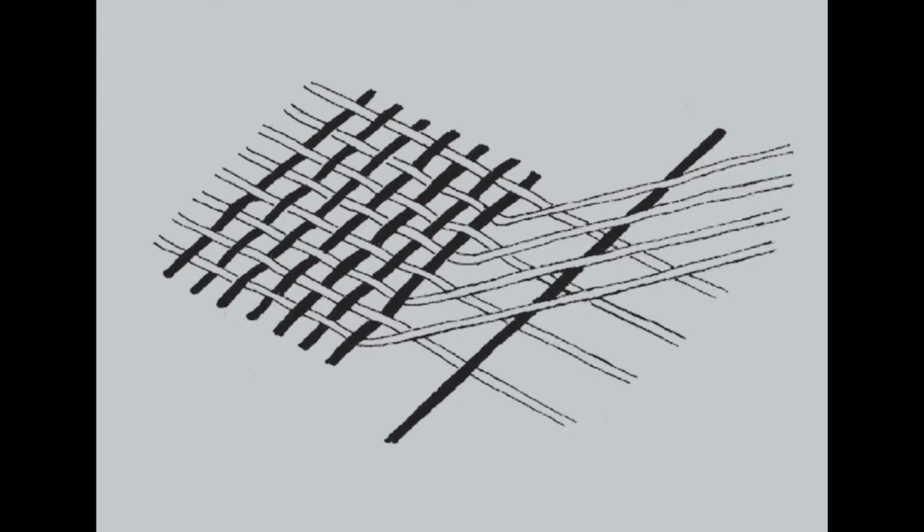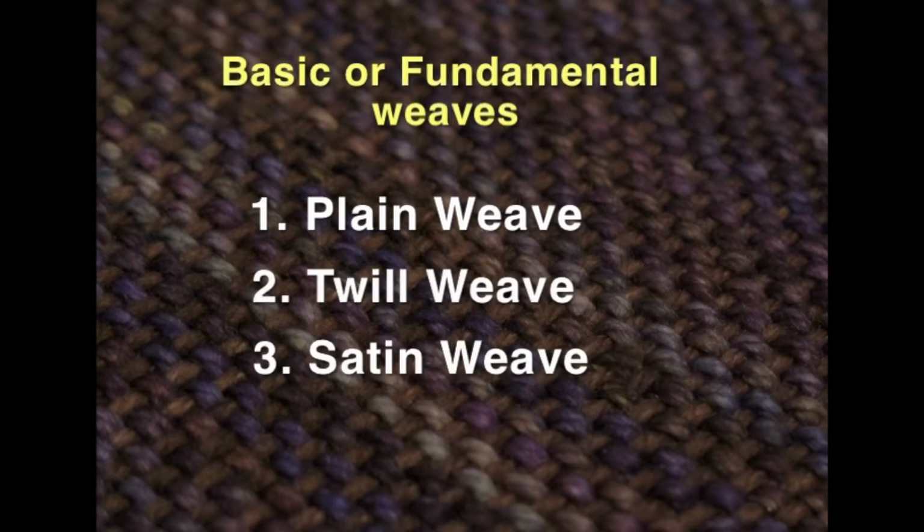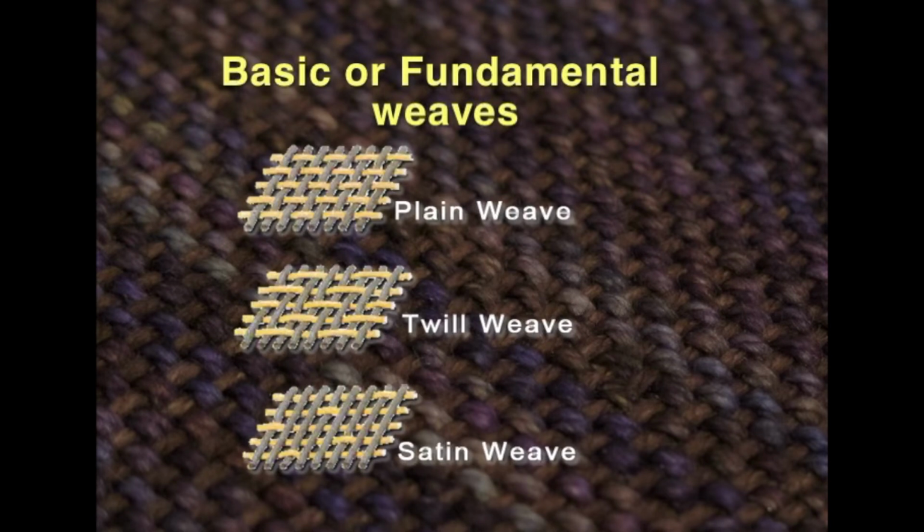All woven fabrics are produced with 3 types of basic interlacements, and accordingly all these weaves are called basic weaves or the fundamental weaves. And these weaves are, the first one is the plain weave, which is the simplest, the second is the twill weave, and the third one is the satin weave. These 3 basic weaves can be made on a simple loom without any special attachments.